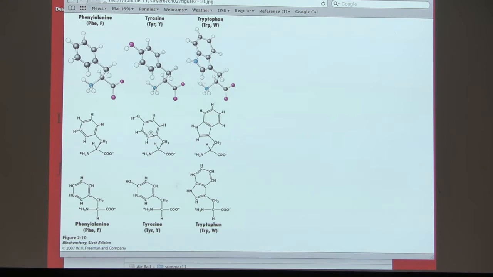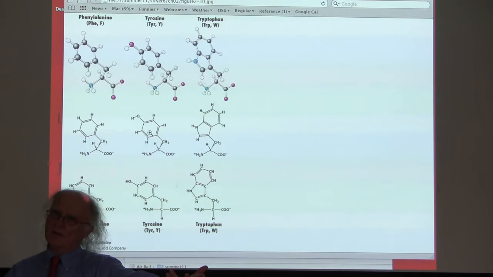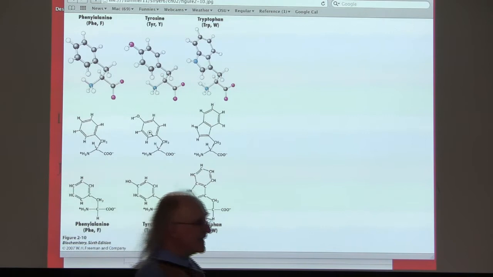When we start putting amino acids together to make proteins, we're going to see that the size of the R group really does affect the shape of the protein, because there are certain ways that a protein cannot fold because these big, heavy R groups get in the way. That's an important consideration in protein shape.